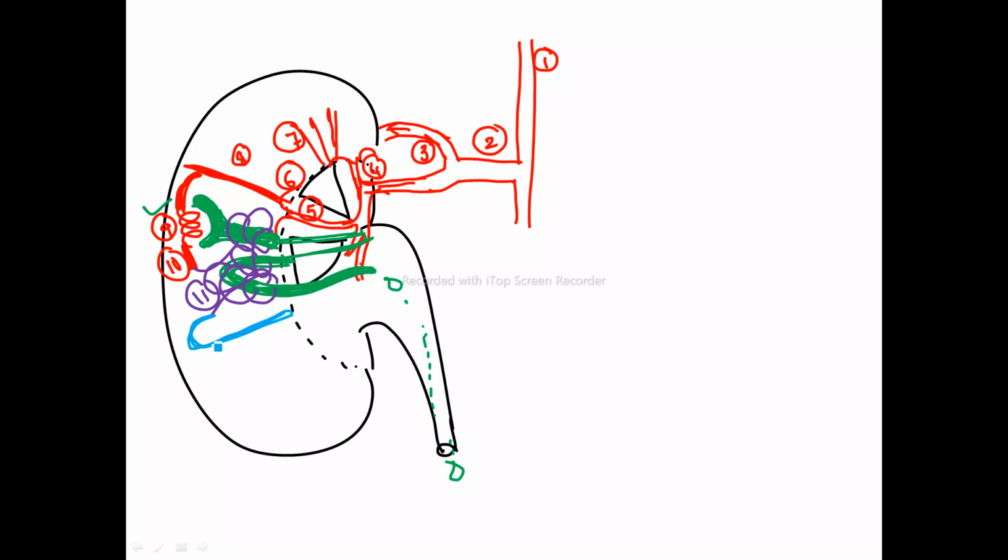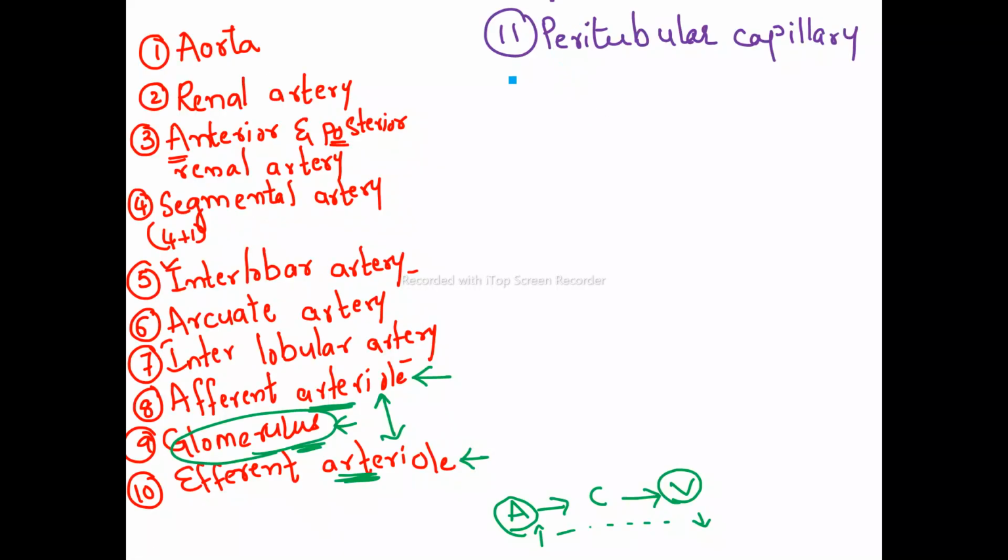Okay, and now this is known as, yes, it is also interlobular, but this time veins. Okay, so this one was interlobular artery, and now this one is interlobular vein. Okay, everything will be repeating. The 12th one, interlobular vein.